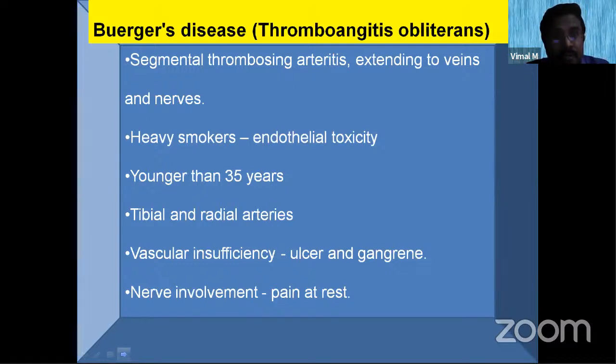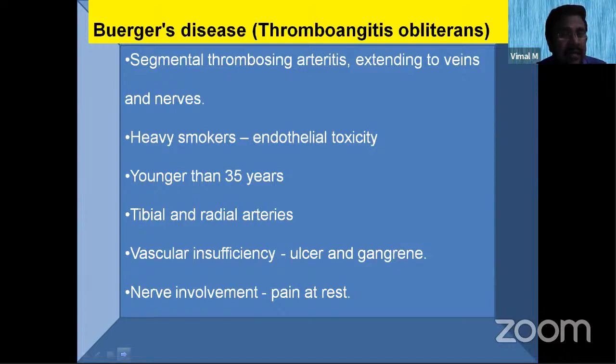And you would have seen these cases, it is common in the heavy smokers. Why is it common in the heavy smokers? Because smoking causes endothelial toxicity. The toxins from the smoke damage the endothelium, which forms a protective layer. You know that if your endothelium is damaged, you get a formation of a thrombus. So that thrombus is occurring because of the smoke. And the interesting thing is, it is common even in those younger than 35 years.